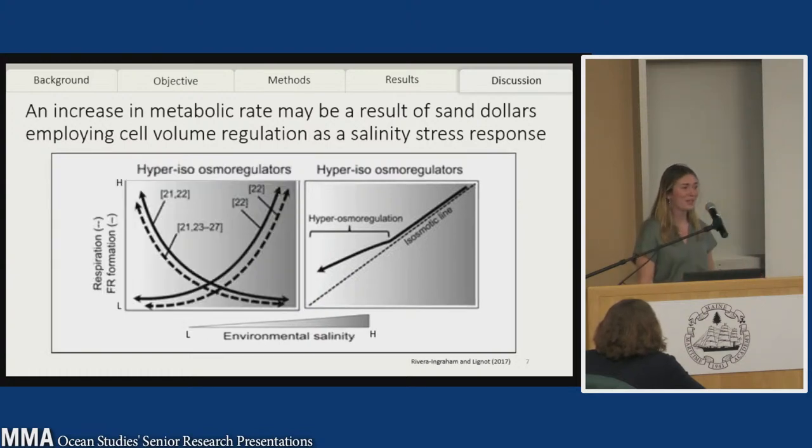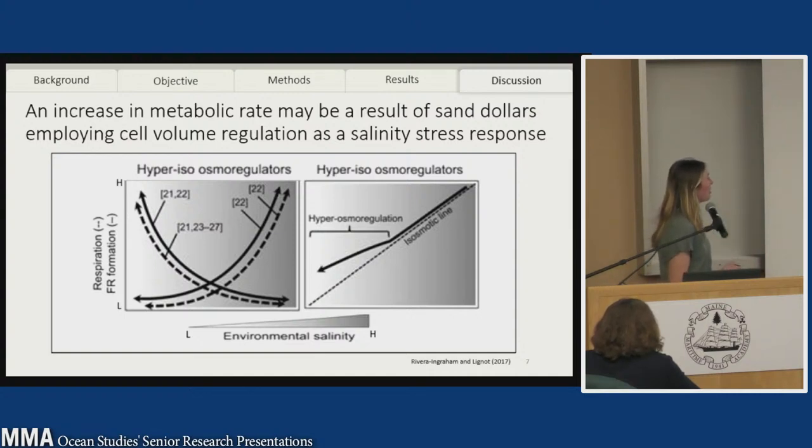So, what does this have to do with respiration? Well, prior studies have investigated, in general with invertebrates, how this regulation impacts the respiration of an organism. So the graph now on the left is showing hyperisoosmoregulators again, with respiration, which are those dashed lines, which is our new y-axis. Feel free to ignore these solid lines. That's free radical formation. I did not study that, and it is way more complicated.